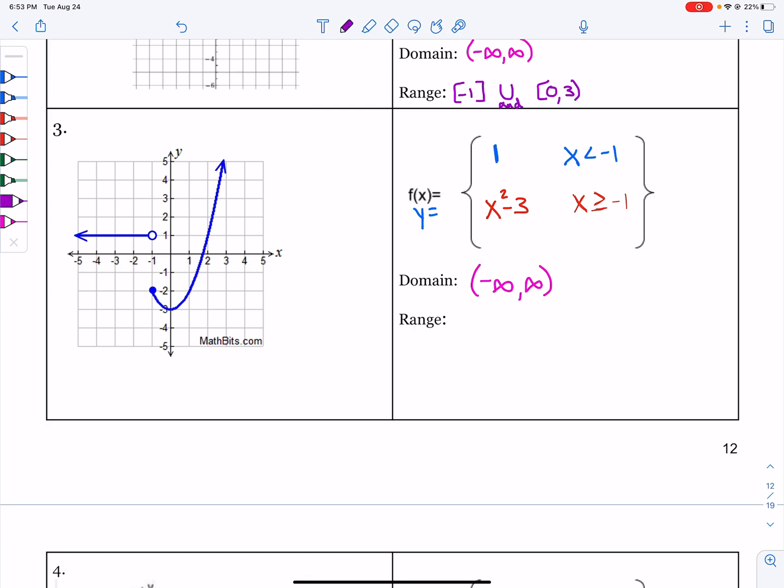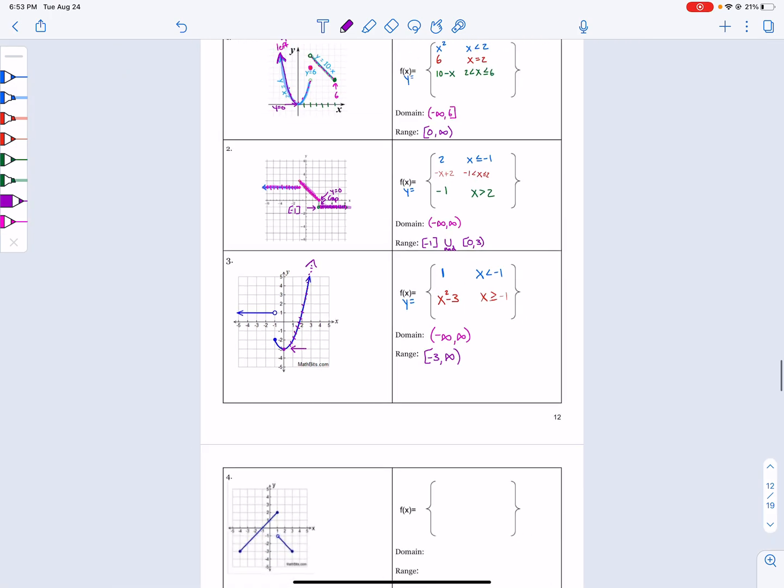The range is the lowest y value, which looks like it's right there at -3. And it's equal to -3, so let's put a bracket at -3. And then this quadratic function is going to continue to go up forever. So we could just put -3 to infinity. Okay, so that's it for page 12.